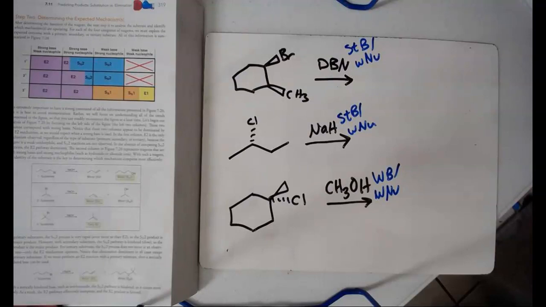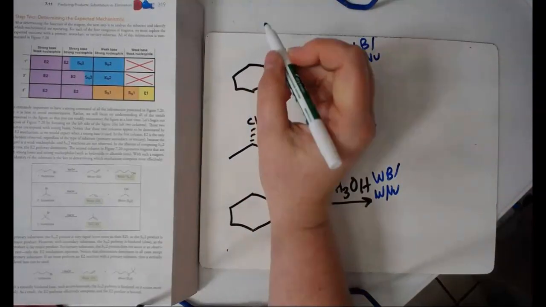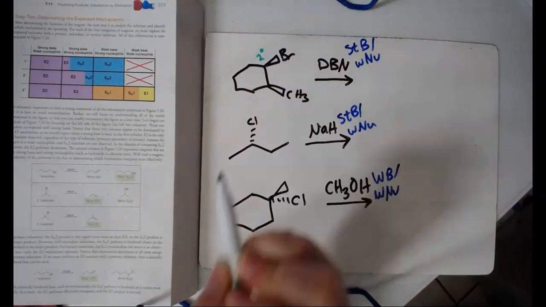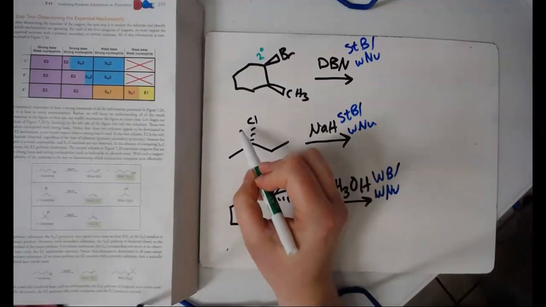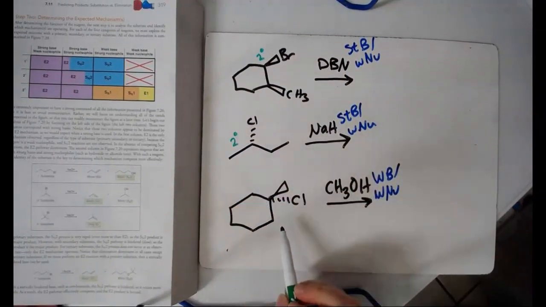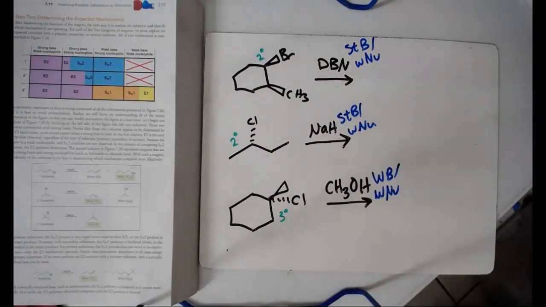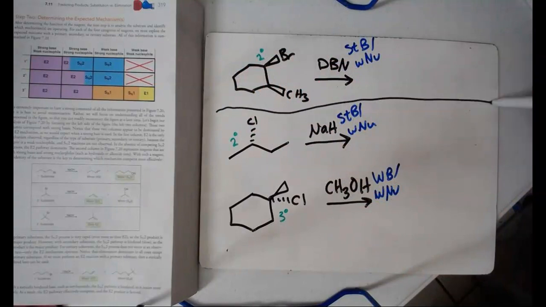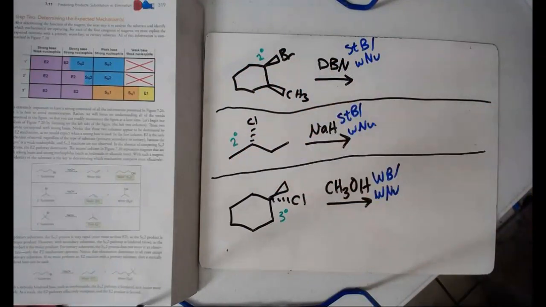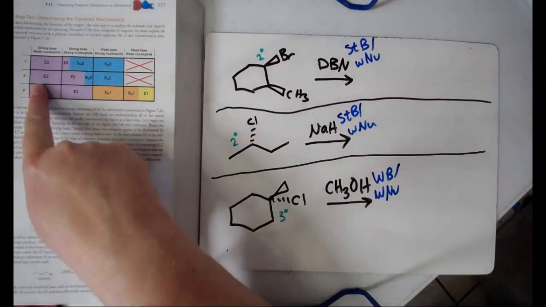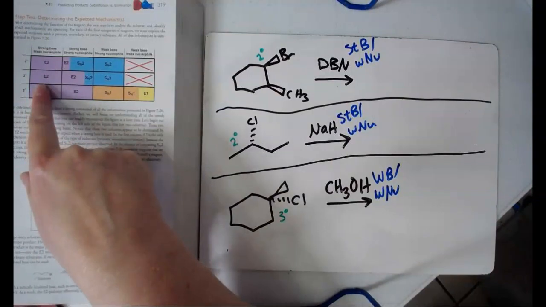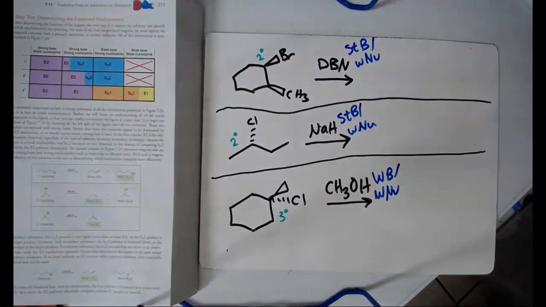Now we want to look at our substrates and decide what type of substrate we have. So our bromine up here is attached to a secondary carbon. Our chlorine is also attached to a secondary carbon. And our chlorine here is attached to a tertiary carbon. So now, when we compare our data that we've gathered with our table, we can pick out our pathway and figure out our products. So that first one, we have a secondary substrate, we have a strong base, weak nucleophile, so we know it's going to go through that E2 pathway.